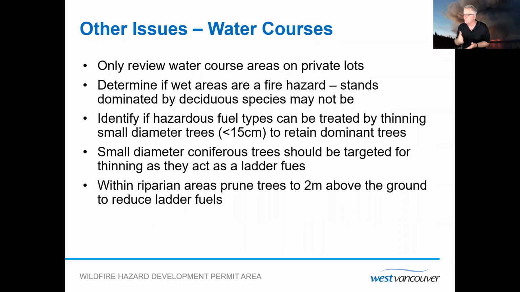So that's removing the 15 centimeter trees, pruning the remaining trees to 2 meters, and making sure there's not a lot of surface fuel that's going to carry a surface fire. So those are typically the guidelines that we provide as it relates to riparian areas and or wet areas on the property.